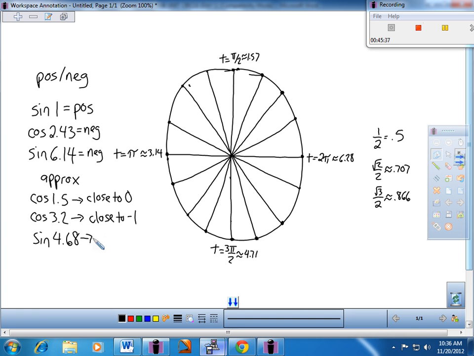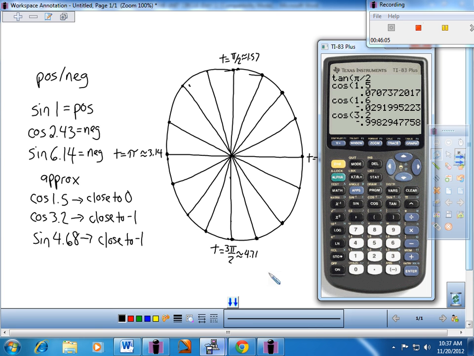Okay, so let's see. 4.68 is probably super close to that 3 pi over 2 right in there. And vertically, do you think it's going to be closer to 0, closer to 1, closer to negative 1? Well, obviously, I'm not going up, so it's not closer to 1. And look how far down I'm going, really close to the negative 1. So sine of 4.68, close to negative 1. Let's check it out. And here we go, sine of 4.68. And look how close. So it really should match exactly what we're doing.